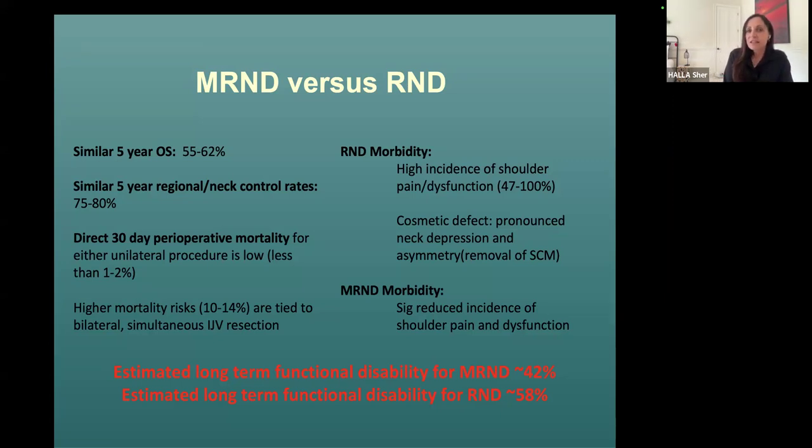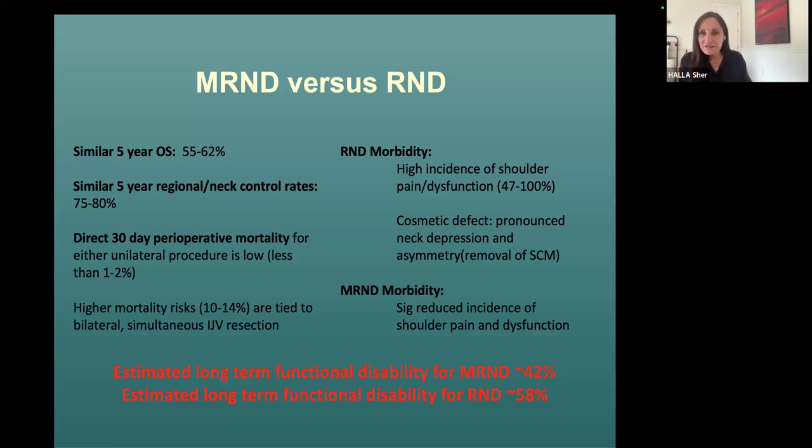The differences in these two operations really lie in their morbidity. So the morbidity of the radical neck dissection is quite high. They have a high incidence, 47 to 100%, of shoulder pain and dysfunction, which is often permanent, as well as pronounced neck depression and asymmetry.